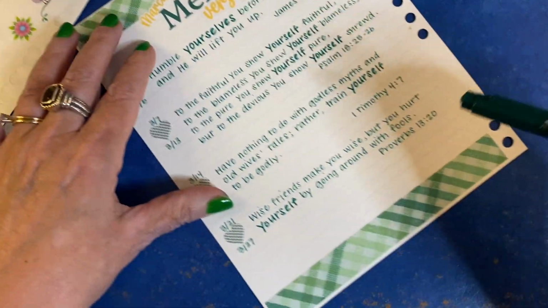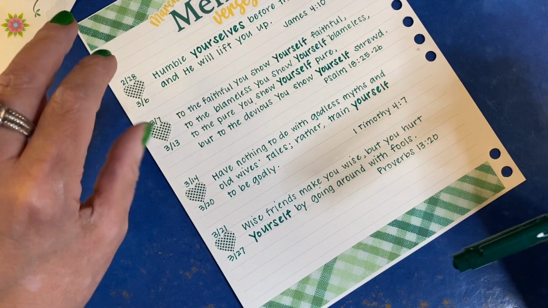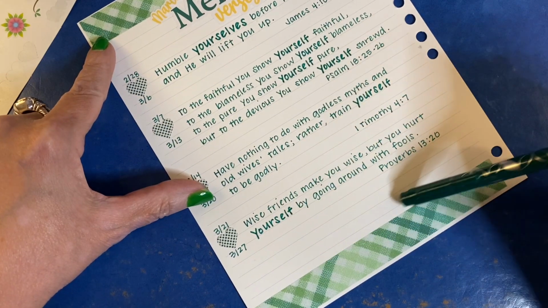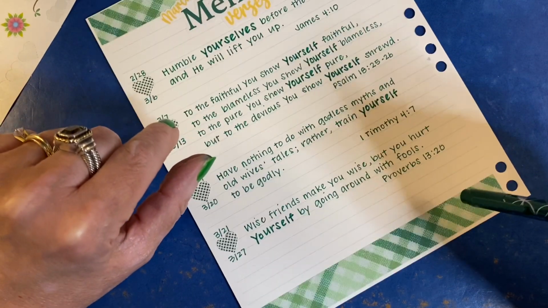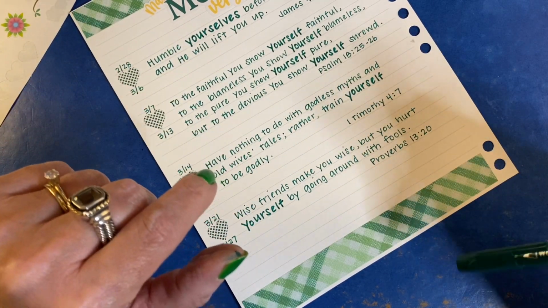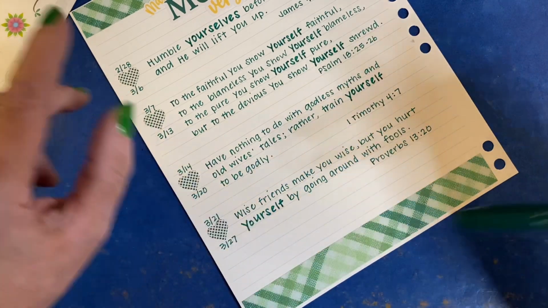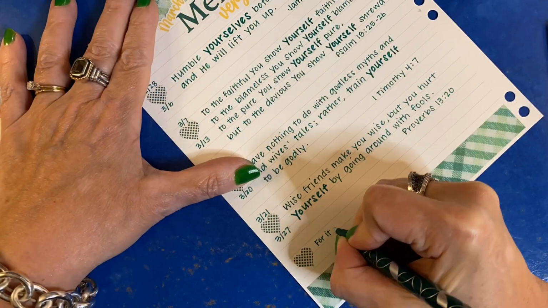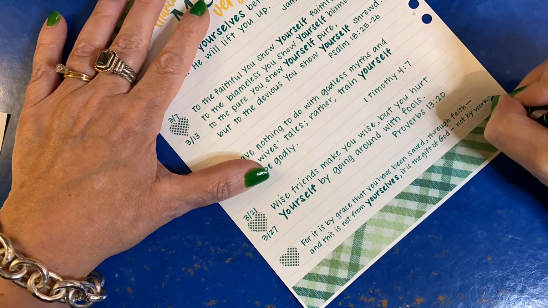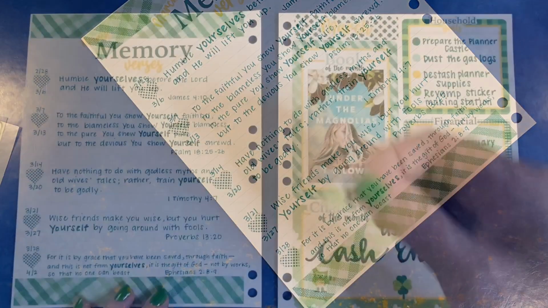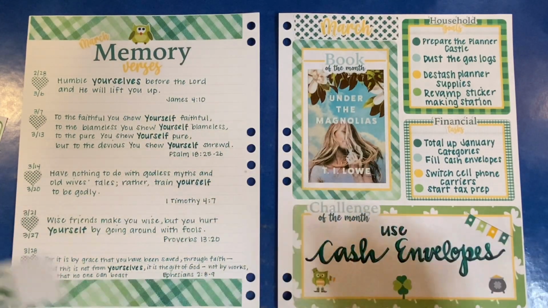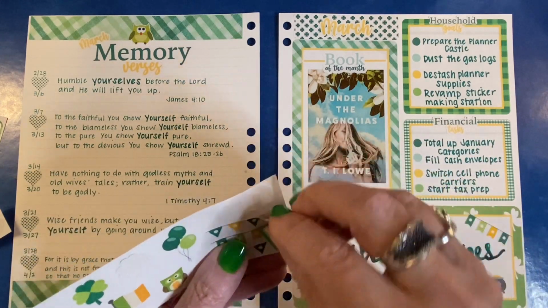And there is a 5th verse this month. We do need 5 verses. So that one is going to be Ephesians chapter 2, verses 8 and 9, which I hope I can squeeze in here. For it is by grace that you have been saved through faith, and this is not from yourselves. It is the gift of God, not by works, so that no one can boast. That's all of the memory verses for this month. So I'll add a little bit of deco and then move on to the monthly spread.